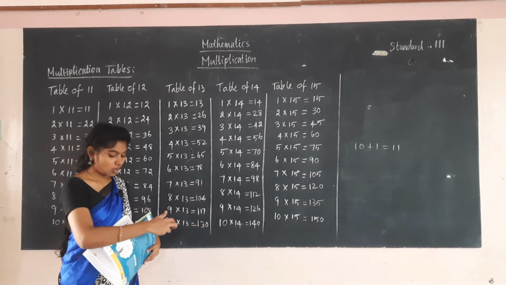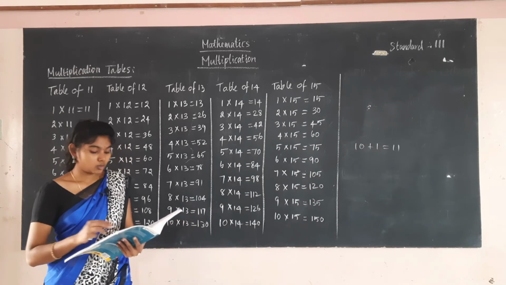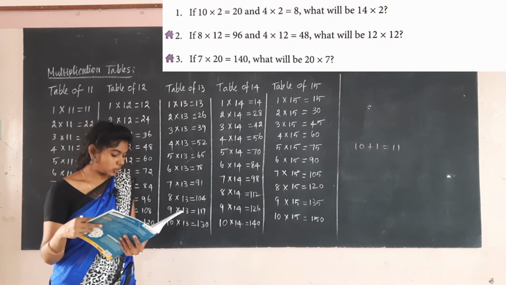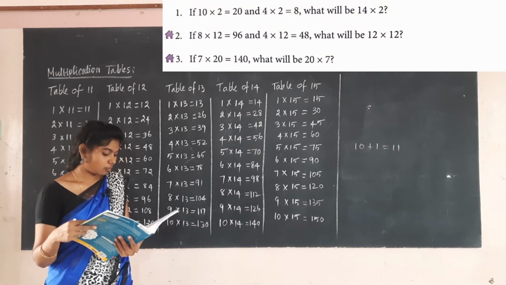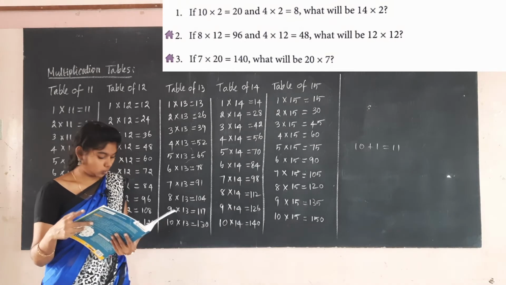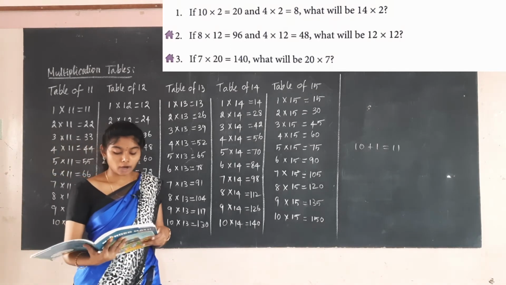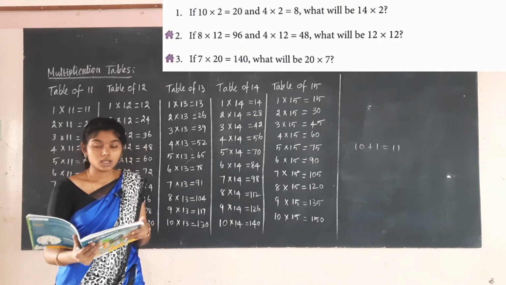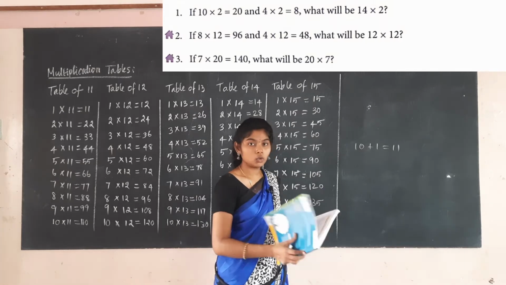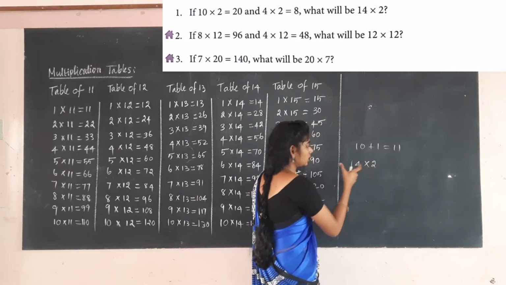Next, we are going to try the exercise problems now. The first question is given here. If 10 into 2 is 20 and 4 into 2 is 8, what will be 14 into 2? So 10 2s are 20, you know that, and 4 2s are 8. Here they have asked 14 into 2, so we are going to find this.